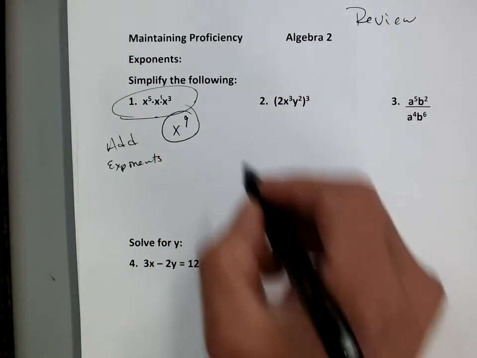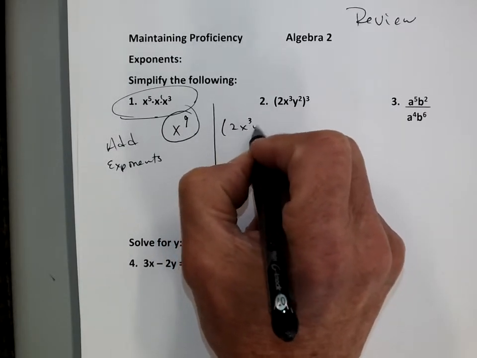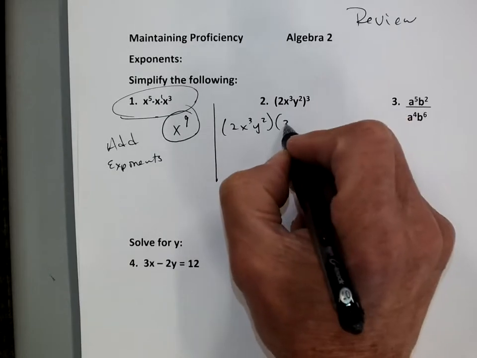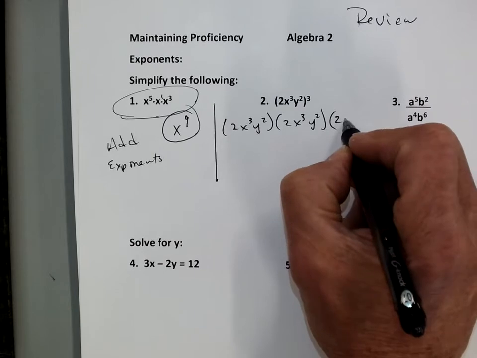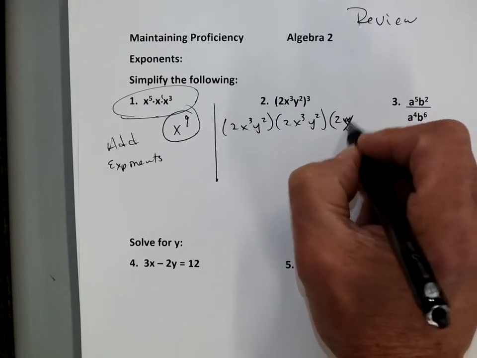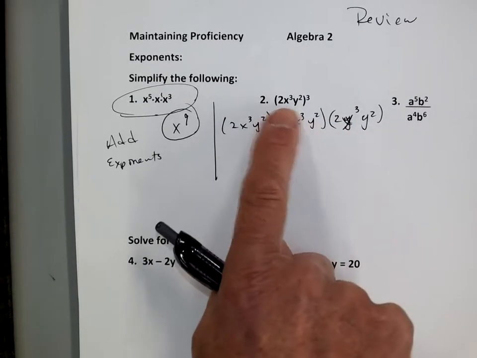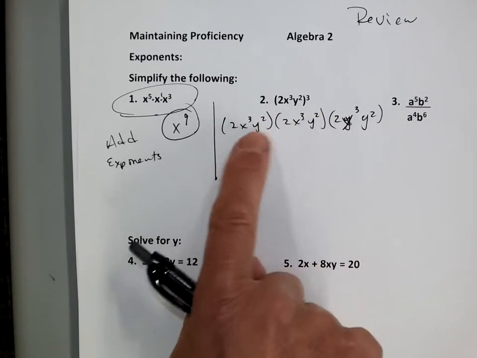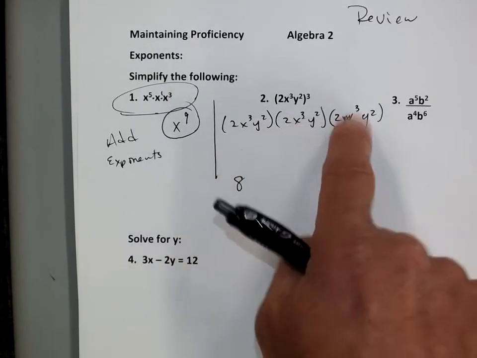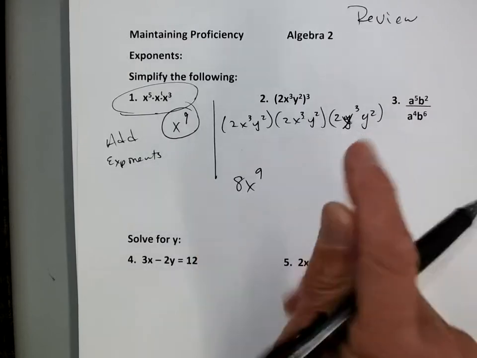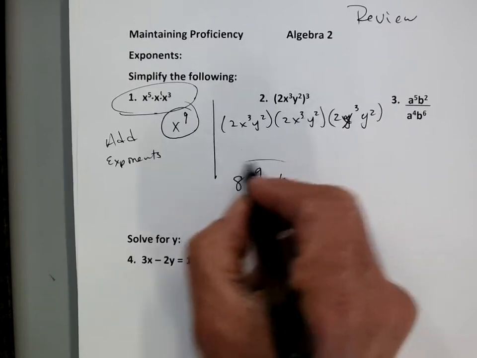Number two, there's two ways to do it. I would not necessarily do it this way, writing it 3 times. I think there's a much faster way to do it. Mistake already, huh? Because I wrote 1, 2, 3 of my 2x cubed y to the squared. And I could go 2 times 2 times 2, which is 8. And then go 3, 6, 9, x to the 9th. And then I can go 2, 4, 6, y to the 6th. And that's not the way I would do it.